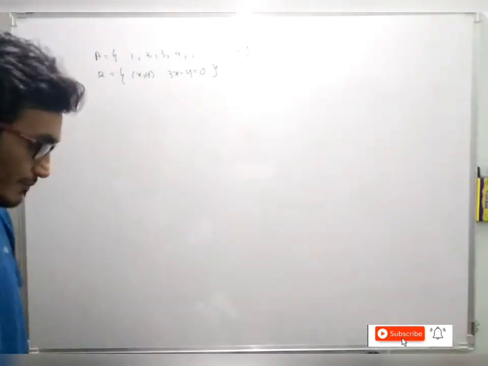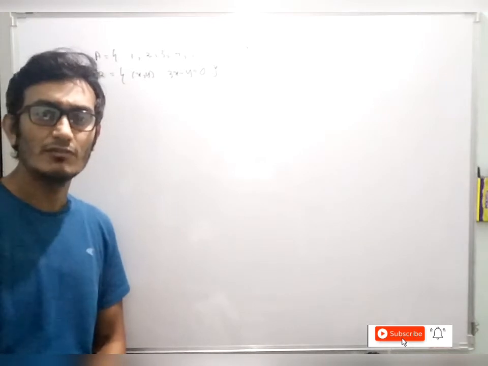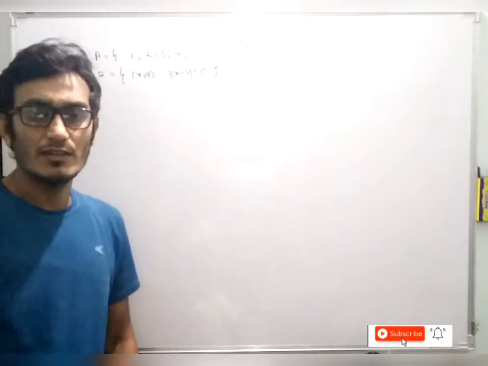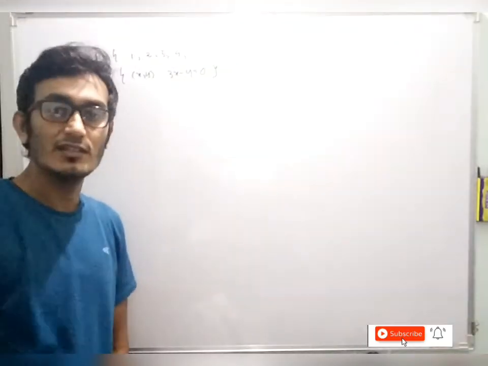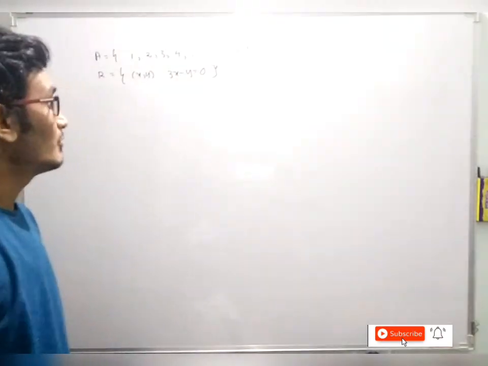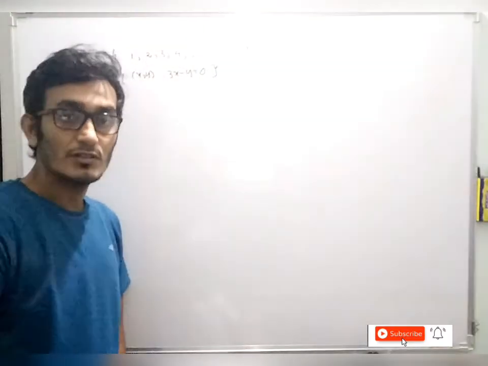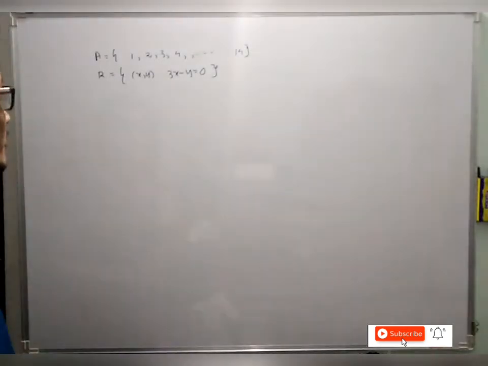In the last video, I gave some explanation of the topic relation and function. I explained the definition of relation and the types of relation, basically the reflexive, symmetric and transitive relation. Today we will discuss one important question from the exercise on relations and functions from class 12. So this is the question in front of you.